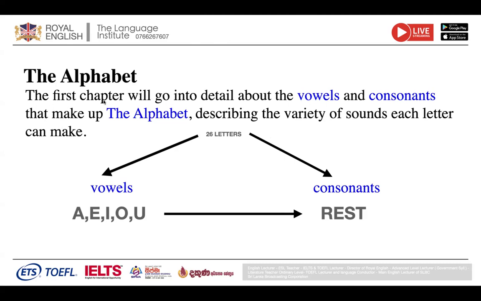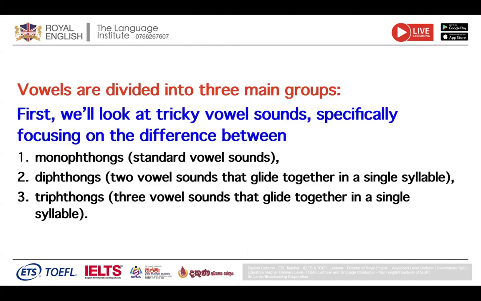And the alphabet, the first chapter will go into details about the vowels and consonants that make up the alphabet, describing the variety of sounds each letter can make. So we have 26 letters, and these 26 letters can be divided into two parts. The first is for vowels and the second part for consonants. So vowels are divided into three main groups. First, we'll look at tricky vowel sounds, specifically focusing on the difference between them. The first one is monophthongs. So vowels can be divided into three parts.